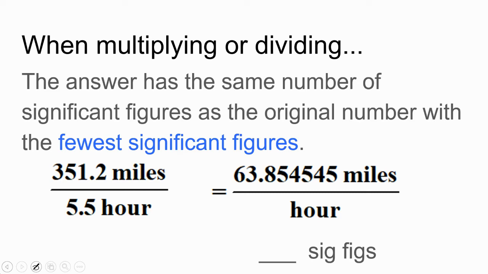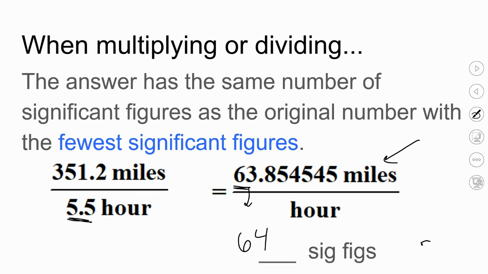Okay, so if we're looking at this, we have 351.2 miles per 5.5 hours. How many sig figs does this have? 2. How many sig figs does this have? 4. Yeah, good. So we look at which one has the least sig figs. It has 2. So when we go to round this, we can only keep 2 sig figs. Because this is the least number of sig figs. Now we need to round. Okay, so what is this going to round to? 64. Good.